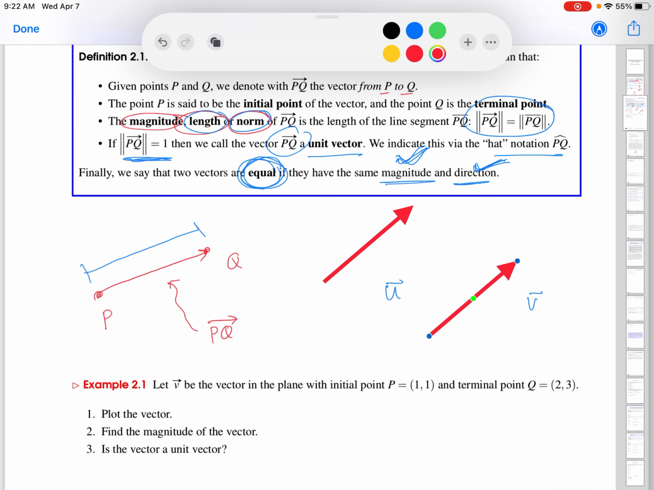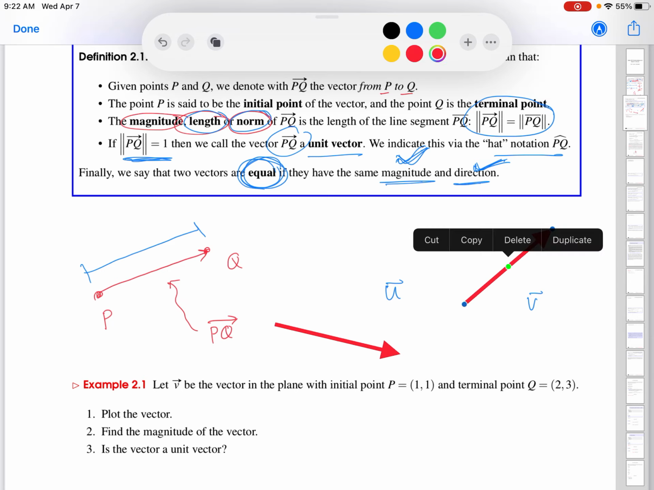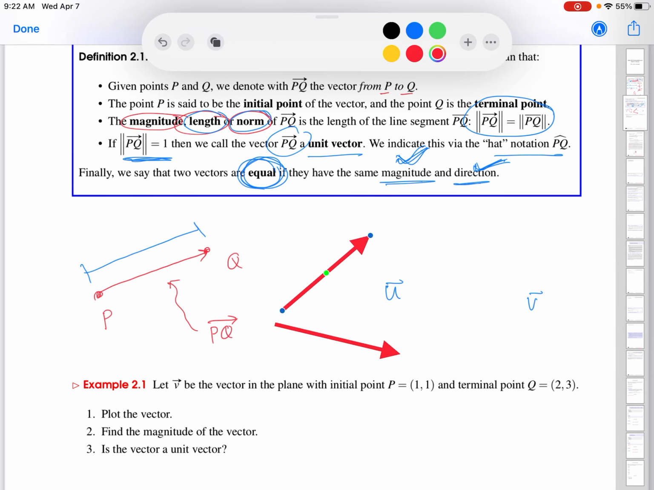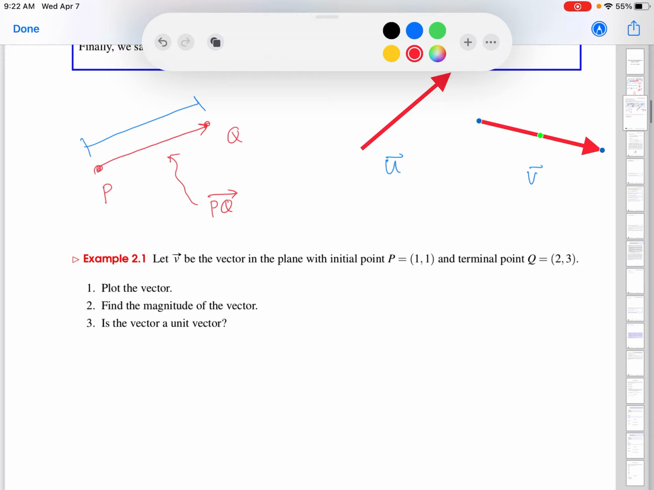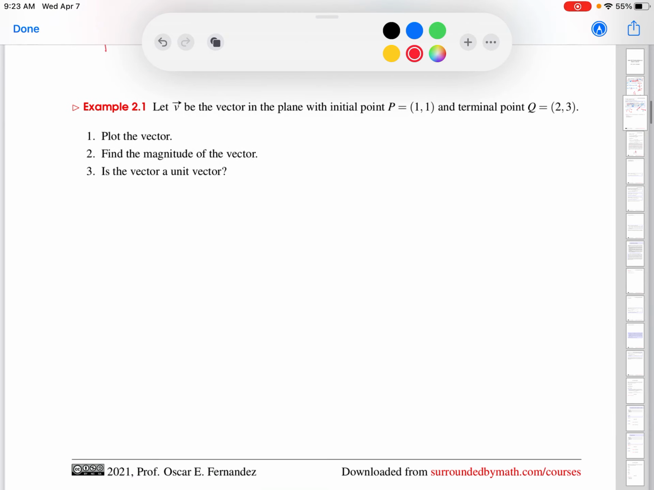Great. So when I, however, go back and do something to change the length or the direction, then that changes the vector. Then we're talking about another vector. So these two vectors legitimately are different vectors, this u and this v, because in this case they have different directions. Great, so let's do some quick examples here just to get familiarized with some of these concepts.